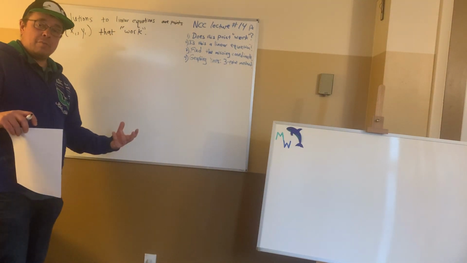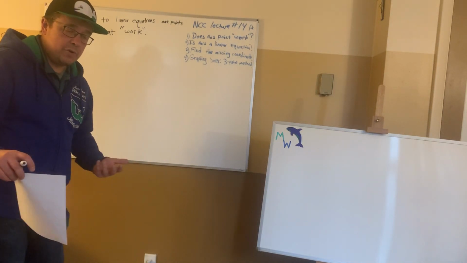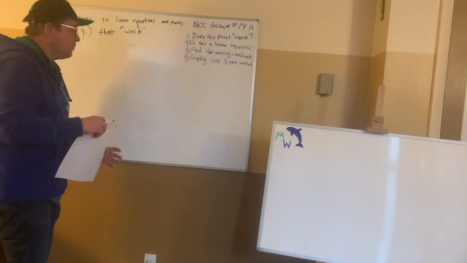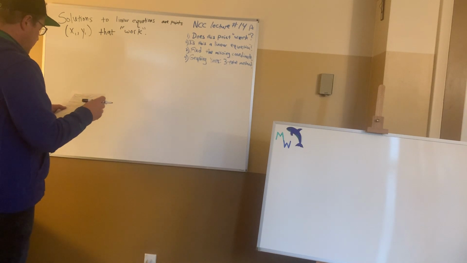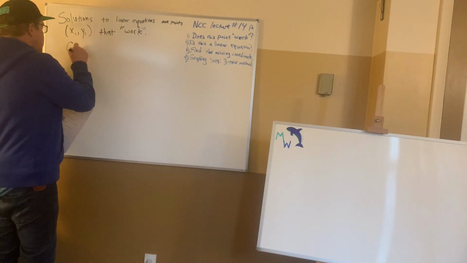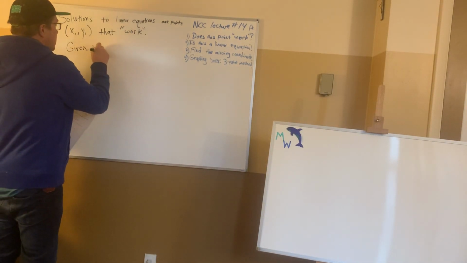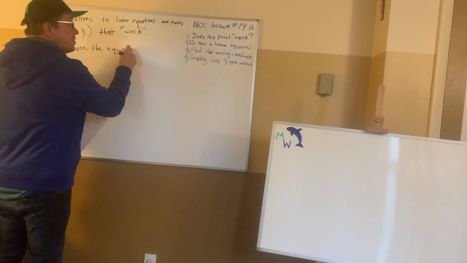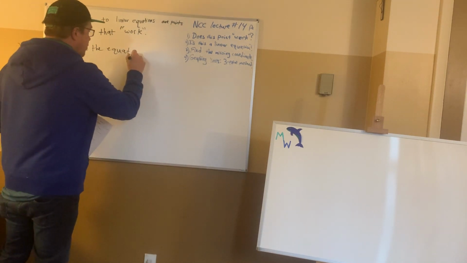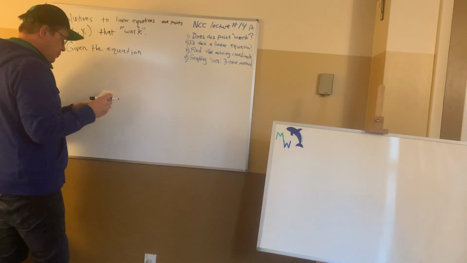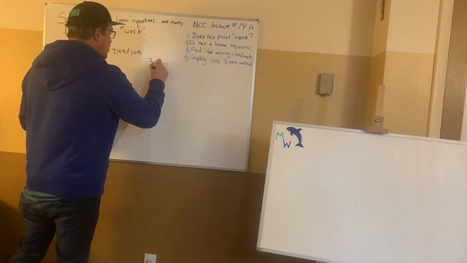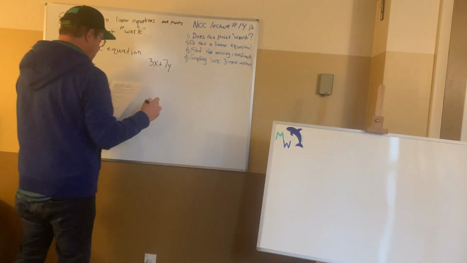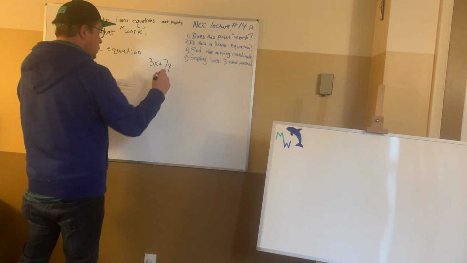If they hit two different numbers, I don't care how close they are or why they don't hit, then it's not a solution. Let's take a look at a set of these. I'm going to say, given the equation, and we're going to use the same equation all the way through these 4 examples, 3x plus 7y is equal to 19.